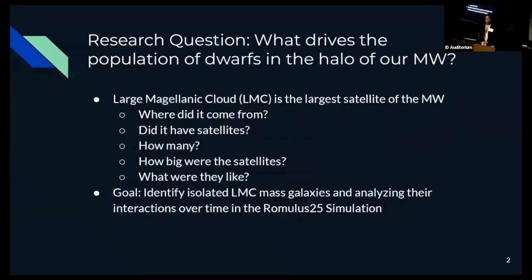So my overall research question is, what drives the population of dwarfs in the halo of our Milky Way galaxy? Some questions I was asking myself are: where did the LMC come from? Did it have any satellites? How many satellites? What are they like? And how big were the satellites? Then I was able to narrow down my goal to identifying isolated LMC mass galaxies and analyzing their interactions over time using the Romulus 25 simulation.